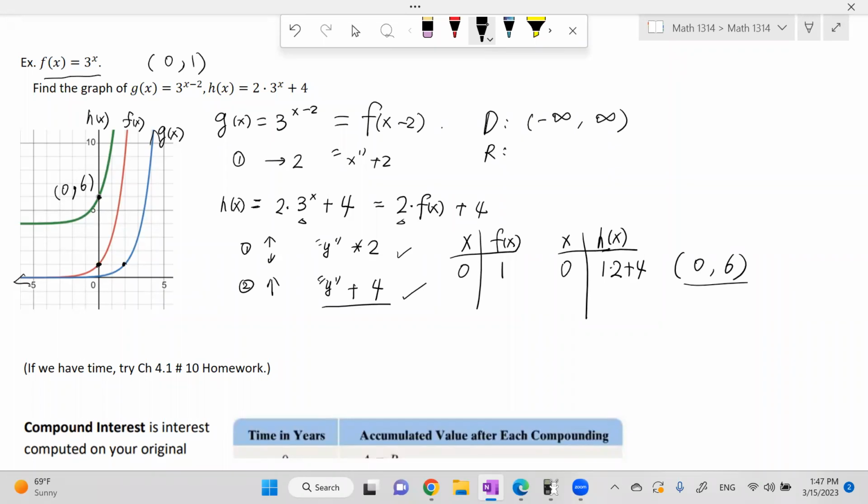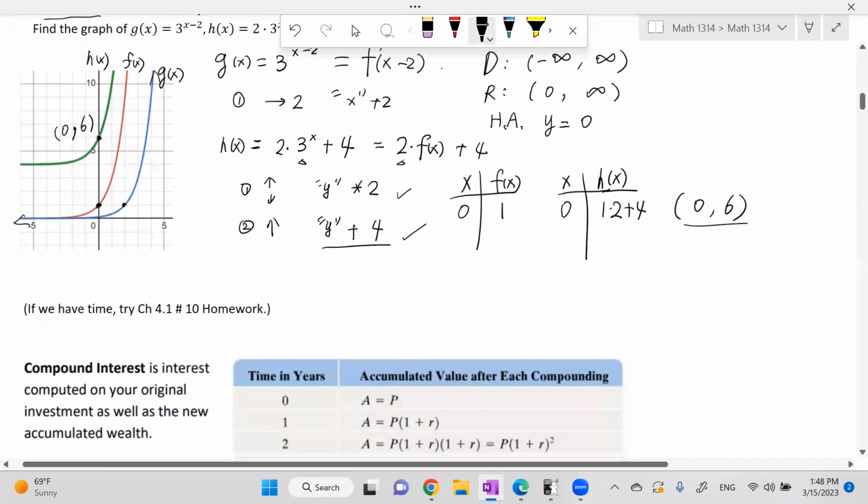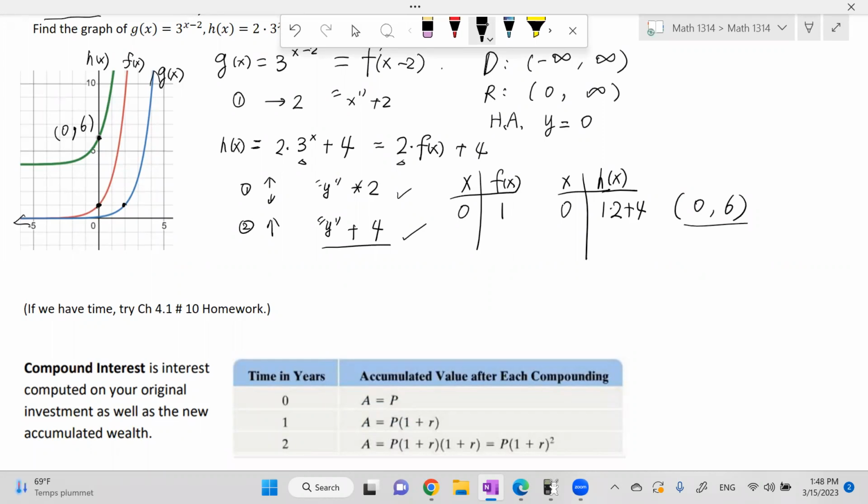How about range? Look at the blue curve. The range, the y didn't change. So the y is starting from 0 to infinity. And horizontal asymptotes, we don't have the y shifting, so we still keep the horizontal asymptote, y equals 0. But how about the h of x? For h of x, we are moving up. First we're doing the vertical stretching and then moving up 4 units. The y changed, but x didn't change. So the domain is still from negative infinity to infinity, but the range changed.